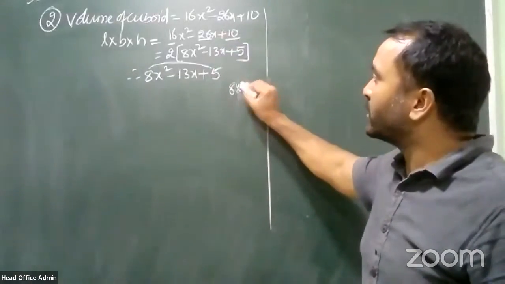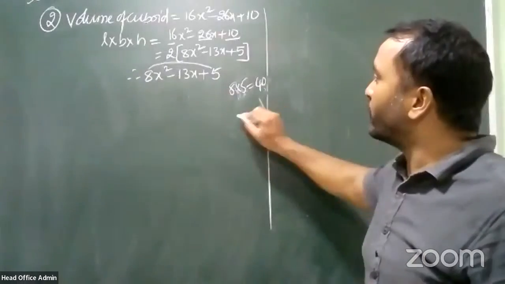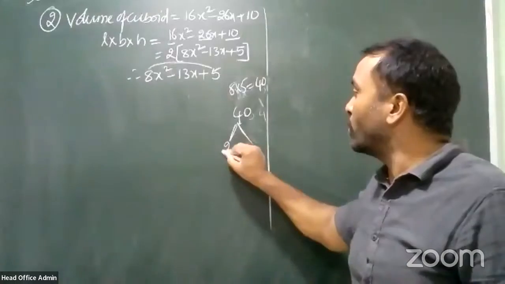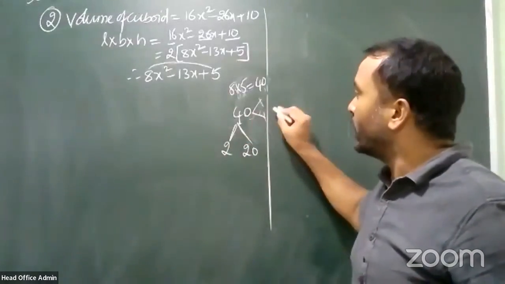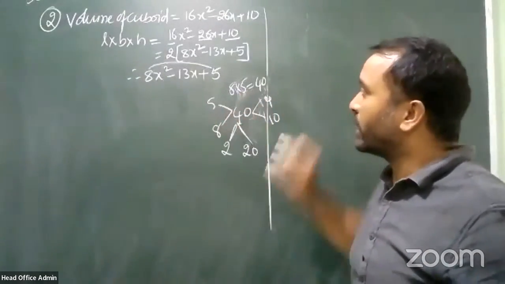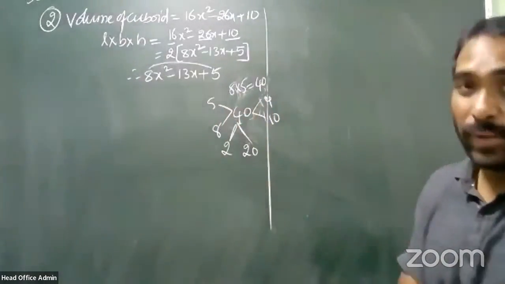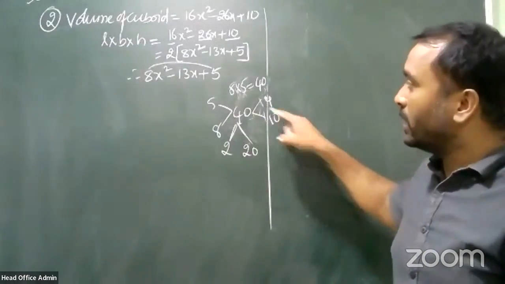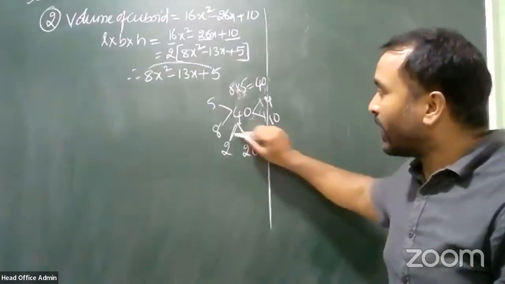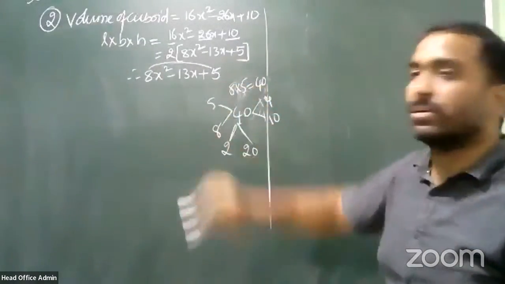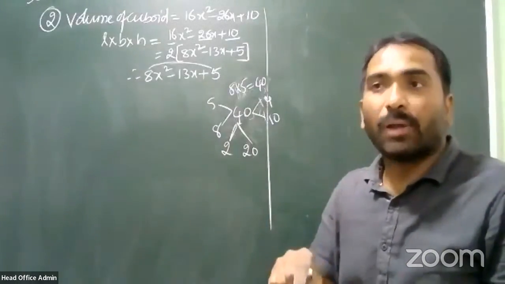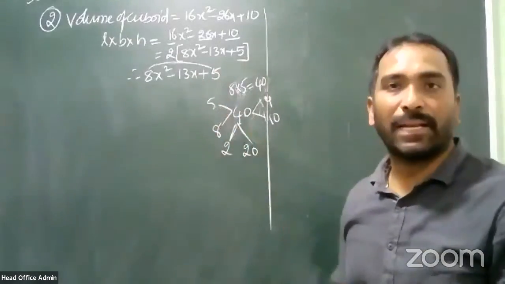So 8 into 5 is 40. To this 40, what are the possible factors I'm finding? 2 into 20 is 40, 4 into 10 is 40, 5 into 8 is 40. Are you getting my point? So here are 3 factor pairs I am able to find, and in these, either by adding or by subtracting, it must be equal to the middle number.